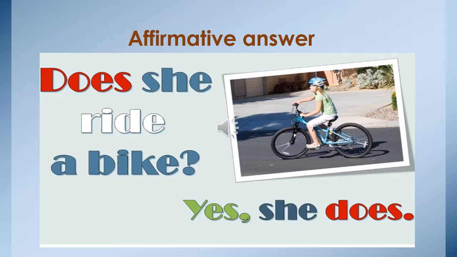Immediately when the person starts speaking in English, you identify the tense that the person is using. Now, does she ride a bike? Yes, she does. It's simple. It's so simple that you identify immediately the tense that this person is speaking. That is the same thing that you should answer.